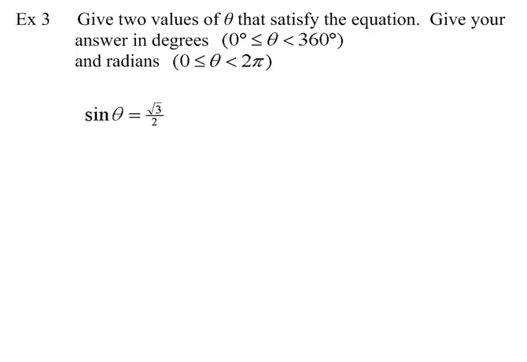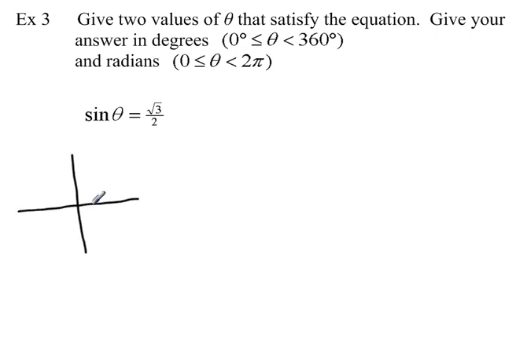Okay, let's move on to a different kind of problem. Third example: give 2 values of theta that satisfy this equation. Give your answer in degrees and radians. So this is saying find 2 angles that have a sine of square root of 3 over 2. Now there are 2 ways to do this problem. One way is to try to make a sketch of this.